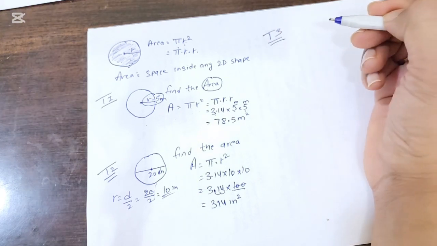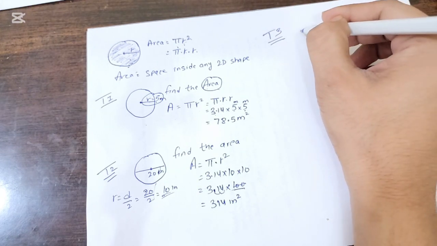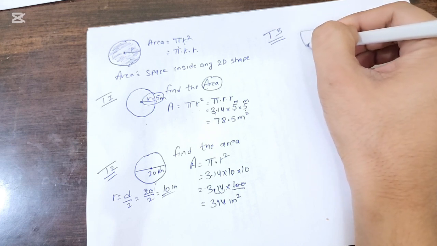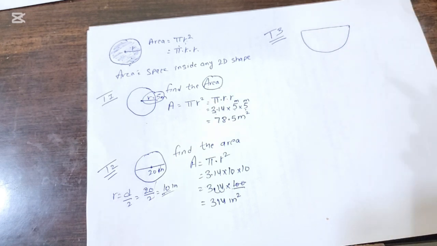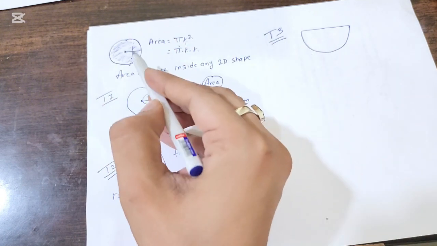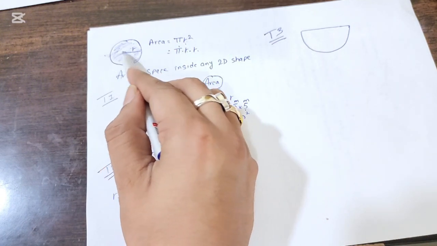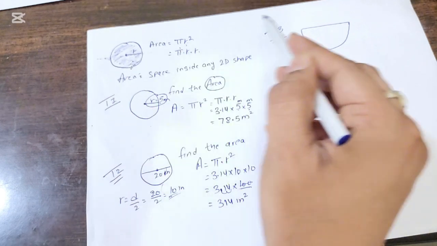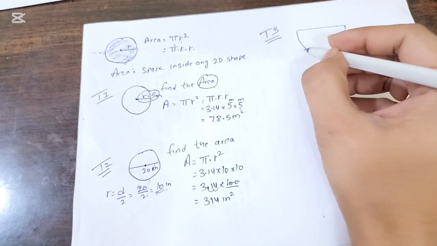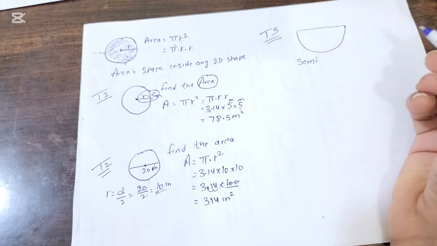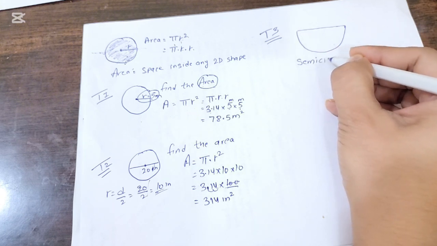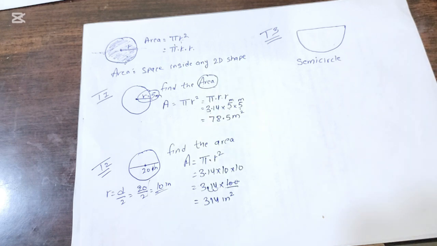Now in the type 3 question, he will give you a semicircle. Now see, this is a semicircle, right? Semicircle means half circle. If I cut a circle from the half, I will get this shape. Half in mathematics is basically known as semi. Semi means half. So this is a half circle, means semicircle. The name is semicircle, remember.